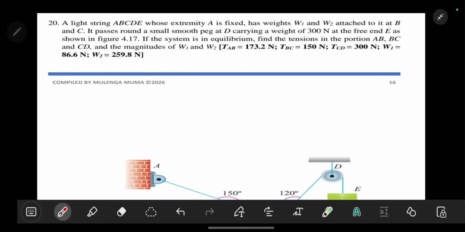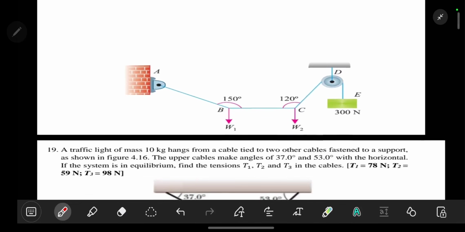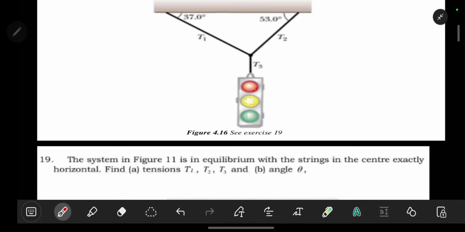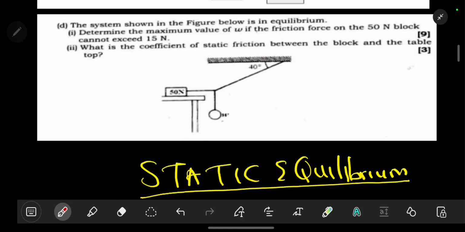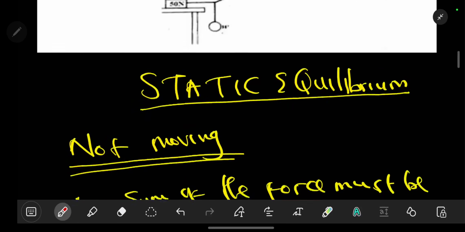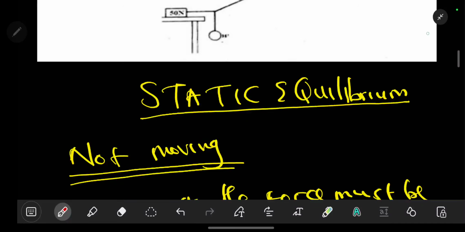So here today we are going to be looking at some static equilibrium problems, whereby objects are not moving. We are going to look at these four problems. So what do we mean by static equilibrium? Just as I have said, when a body is under static equilibrium, it simply means it is not moving. Now the first condition for static equilibrium is that if you add up all the forces, the summation of the forces should be equal to 0.